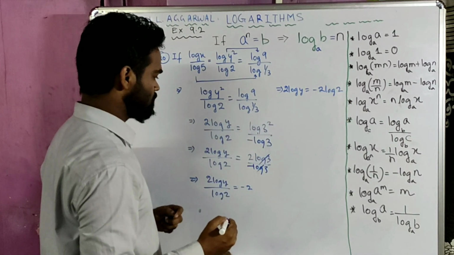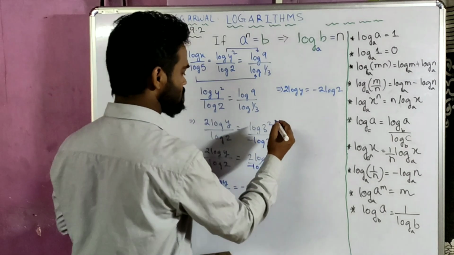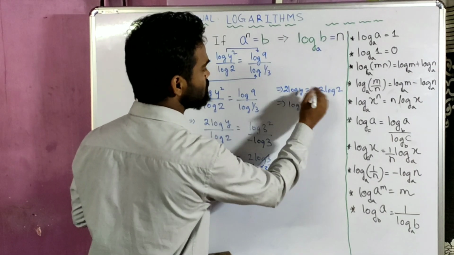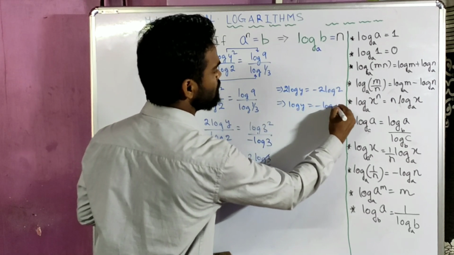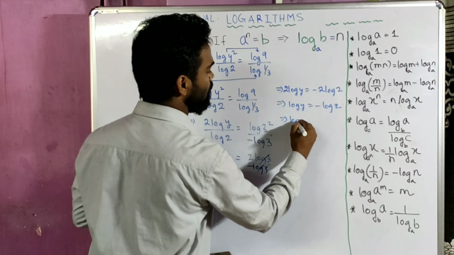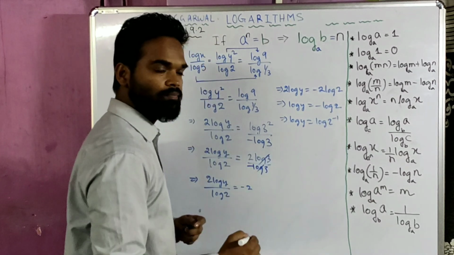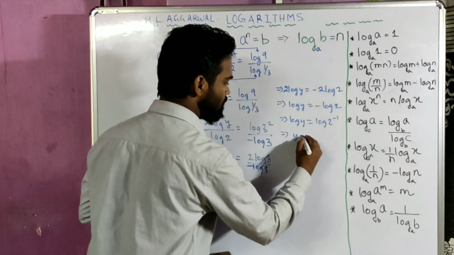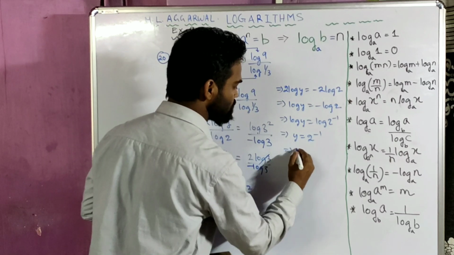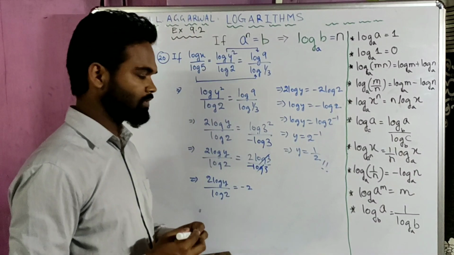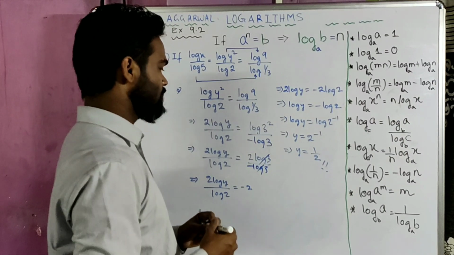Am I clear till now? Now look carefully. So log y, the 2 goes away, minus log 2, which means log y equals log 2 to the power minus 1. Now we can equate y equals 2 to the power minus 1, which means y equals 1 by 2. Done. Clear? Now we look at the next sum.